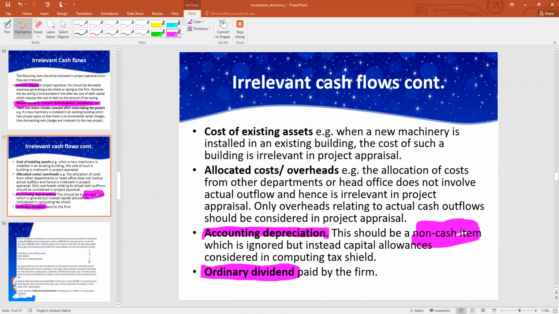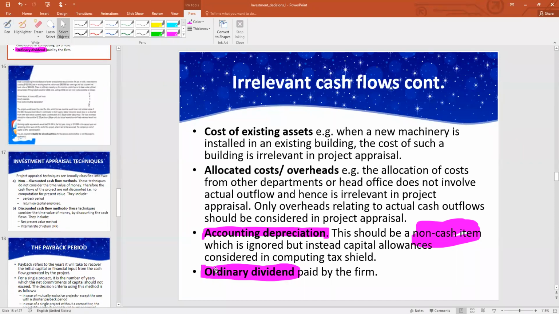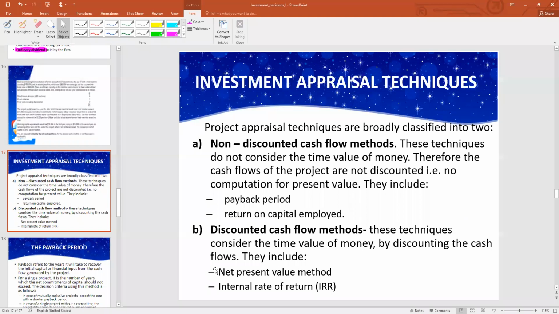Okay. Clear. We go straight to the methods. As we mentioned, you can appraise the investment using two main types of techniques, the discounted and the non-discounted. I think we mentioned the key distinction. Take a minute to go through them.